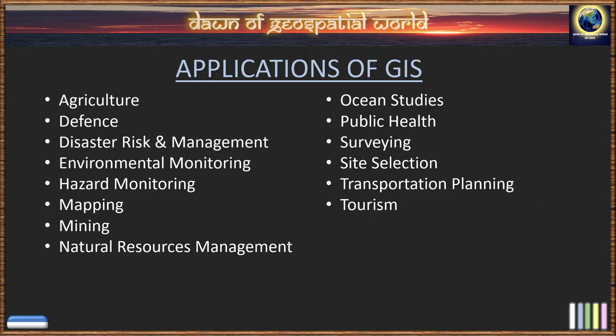Tourism. In this globalization era, tourism is an emerging sector. For that, GIS is very helpful to search for a good place to visit, get information about that place, find the route, and estimate the time and cost. It also helps to find nearby places to live, restaurants, monuments, and many more.